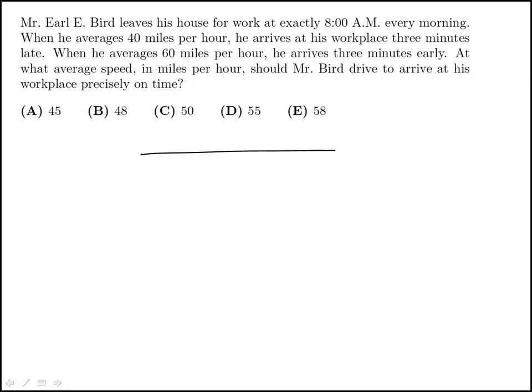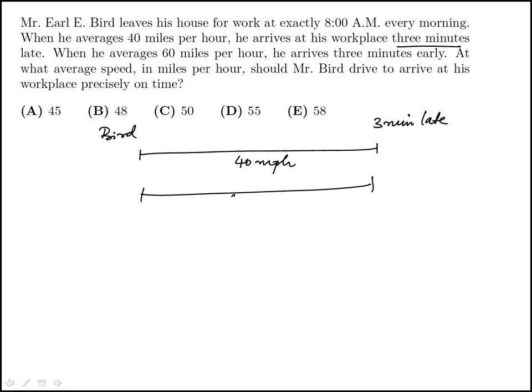So in this problem, we have two scenarios. The first one is when Mr. Bird arrives at his workplace 3 minutes late. So that's the 3-minute late. And he drove at 40 miles per hour. The other one is when he drives at 60 miles per hour and he arrives 3 minutes early.